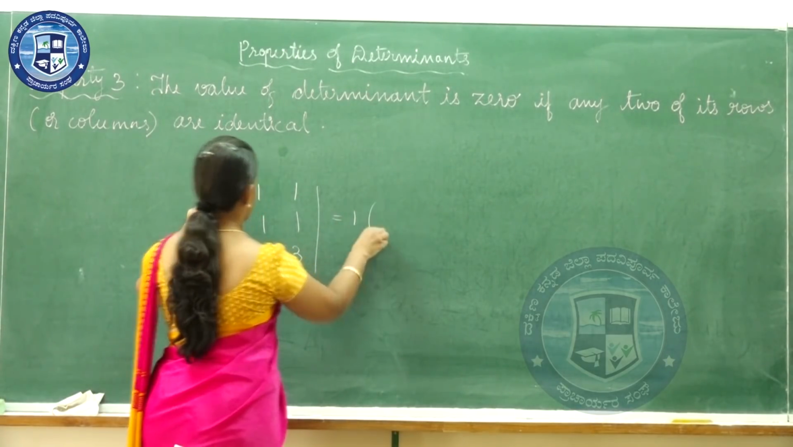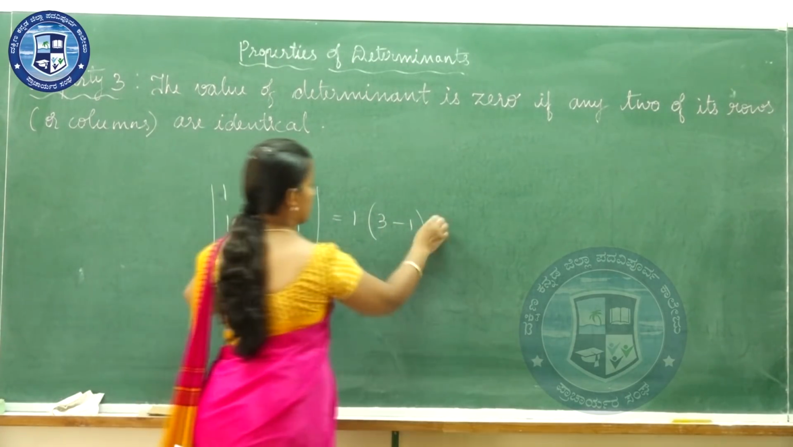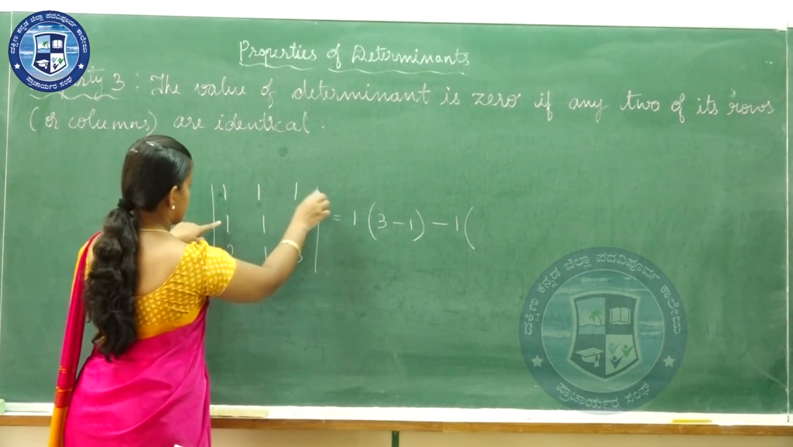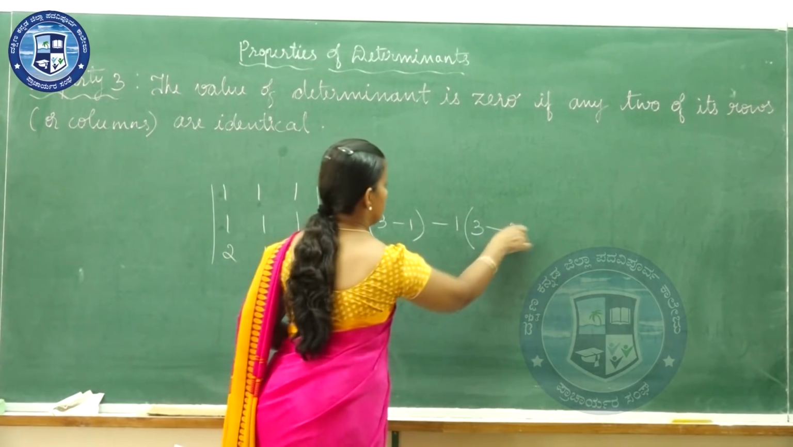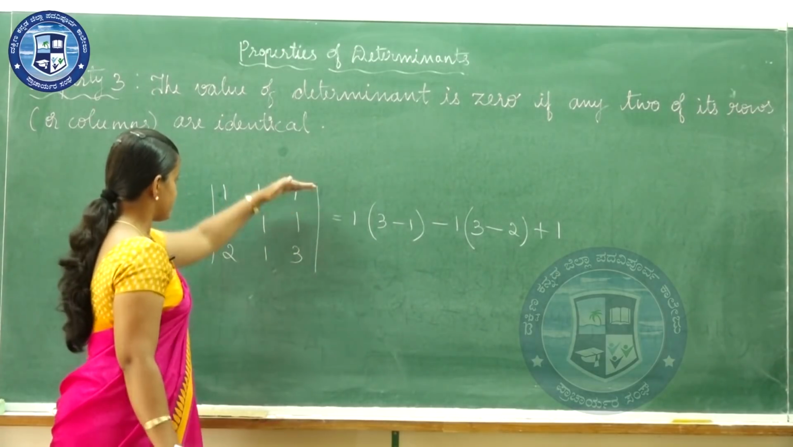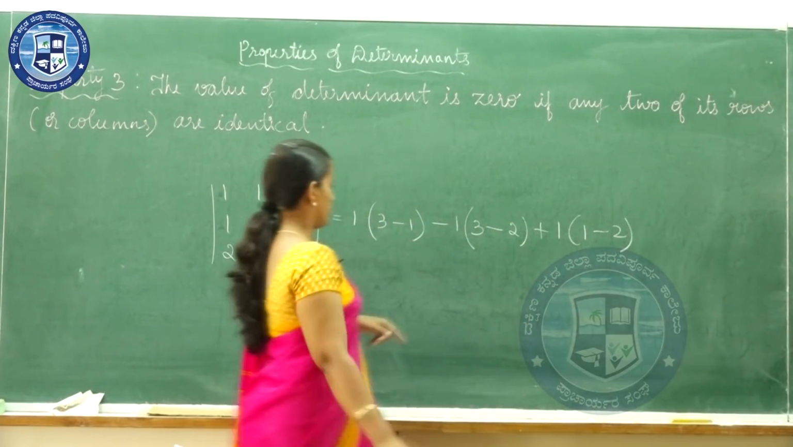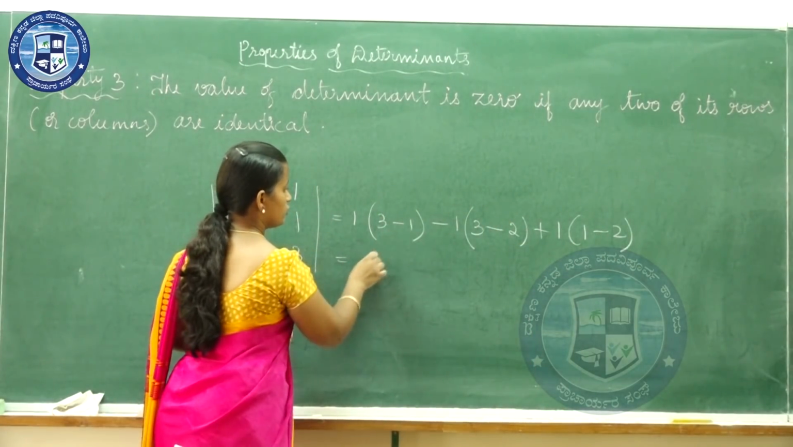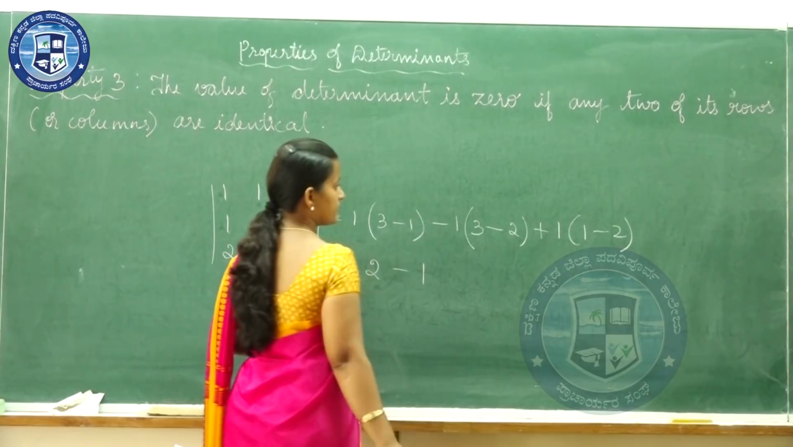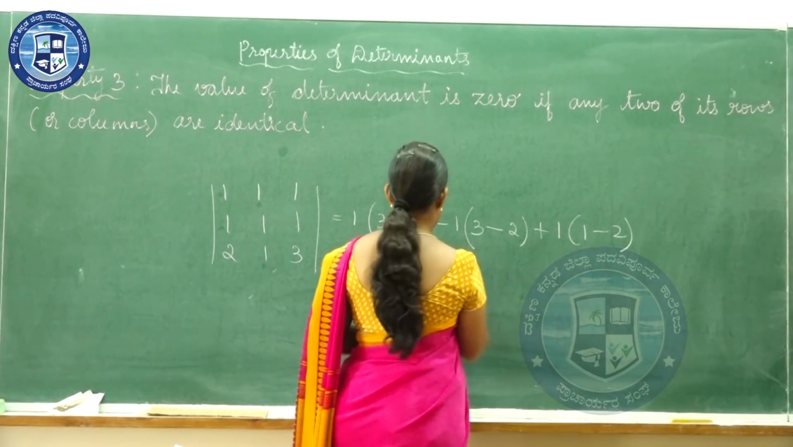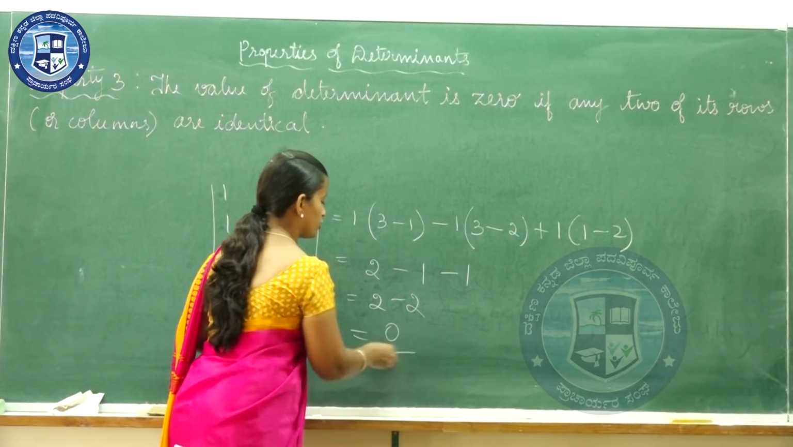So 1 into 3 minus 1. Change the sign, minus 1 into, delete this, so 1 into 3 is 3, minus 2 into 1 is 2, plus 1 into, delete this, so 1 minus 2. So 3 minus 1 is 2, minus 3 minus 2 is 1, so you will get 1 itself, 1 minus 2 is minus 1. So this becomes minus 1. So this is nothing but 2 minus 2, that's equal to 0.